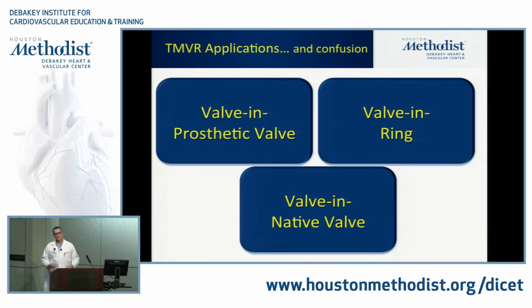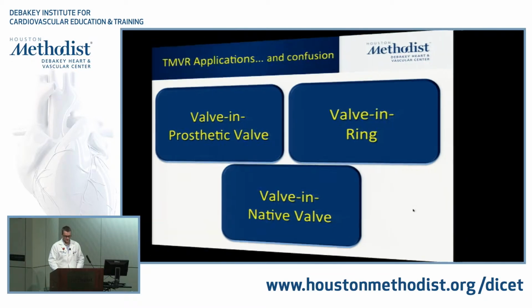So there's confusion because the term TMVR is used for a lot of things, and people mean different things by it. So it encompasses kind of all of this to some people. So a valve in a prosthetic valve, so a transcatheter valve implanted into a previously present prosthetic valve, some people call TMVR. A valve implanted into a surgical ring, some people call TMVR. Most people, what they mean is valve inside a native valve. So I'll just give you a quick example of each of those.